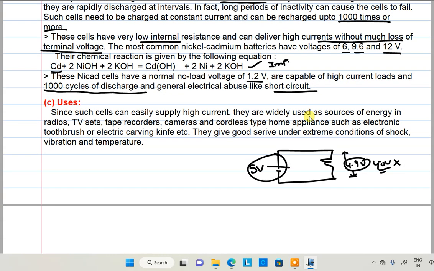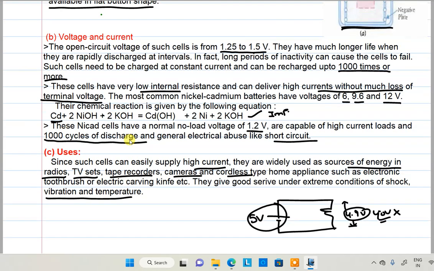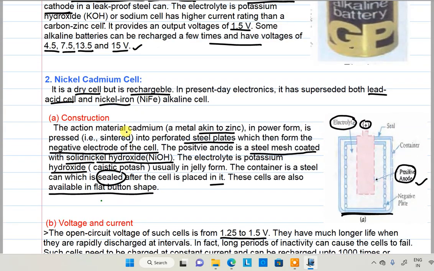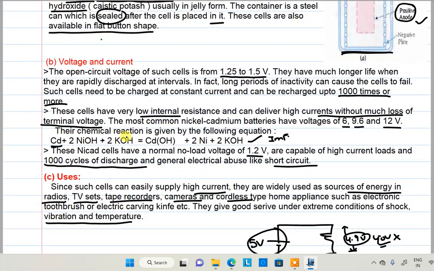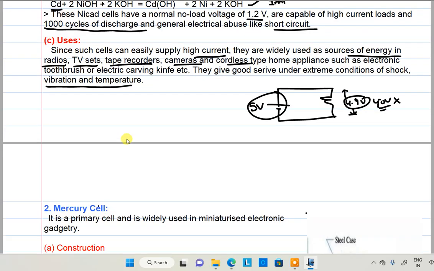Coming to the uses, such cells can easily supply high currents, right? Just now I mentioned, they are widely used as a source of energy in radios, TV sets, tape recorders, cameras, cordless type home appliances, electronic toothbrush, or electric carving knife. They give good service under extreme conditions of shock, vibrations and temperatures. Okay, this type of cell is used. Nickel and cadmium cell, every point is important.